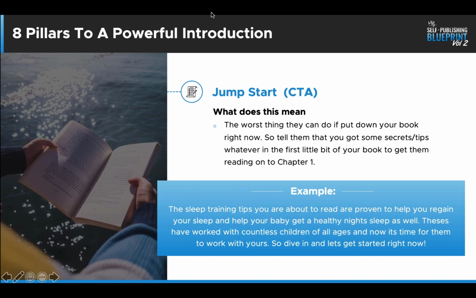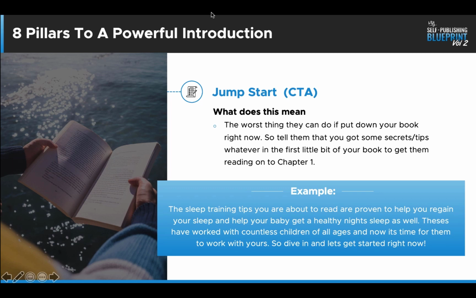Then jumpstart your call to action. The worst thing they can do right now is put the book down. So tell them you got some secret tips, whatever, in the first little bit of your book to get them to read chapter 1. Overall, the main purpose of your introduction is to get them to read chapter 1. Chapter 1, you want them to read chapter 2 to chapter 3. That is the point of every single part of your book.